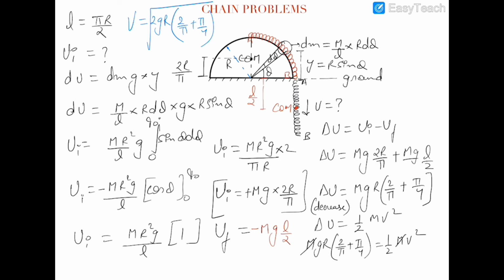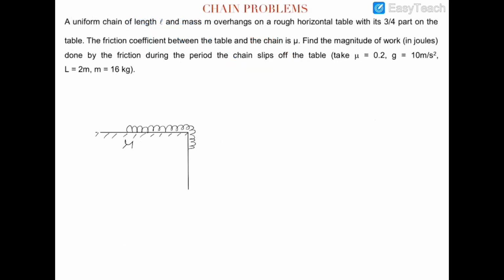Now we move on to the next question. In this question, there is a uniform chain of length L and mass m which is placed on a table in such a way that its 3/4 part is on the table and its 1/4 part is off the table. The coefficient of friction between table and the chain is mu, and we have to find out the magnitude of work done by the friction when this chain completely slips off the table.